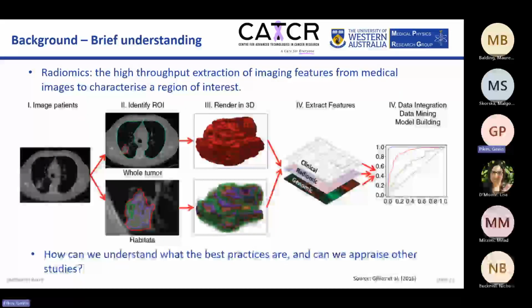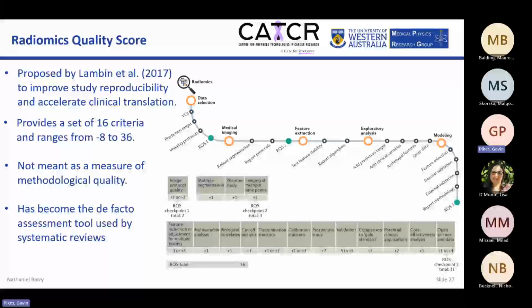And I wanted to best understand what the best practices were for conducting a radiomics analysis and how to best create a workflow which works with the limited data that we usually have. And so I had a look at what's called the radiomics quality score, which was proposed to improve study reproducibility and accelerate clinical translation. It provides a set of criteria which touches on various areas of a radiomics pipeline and how to design your studies to a high quality. And this has become the de facto assessment tool used by systematic reviewers.